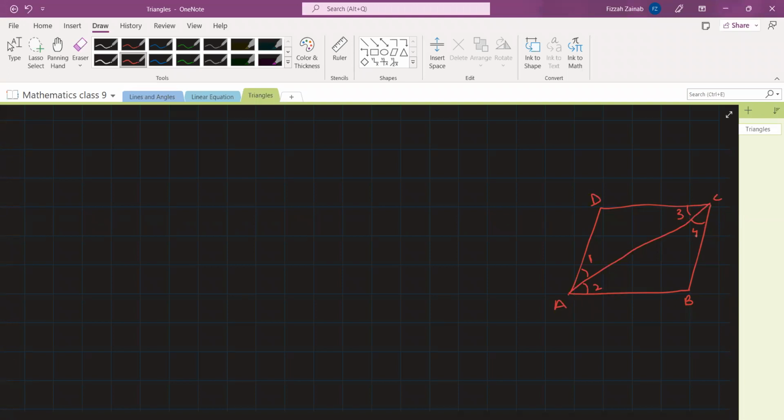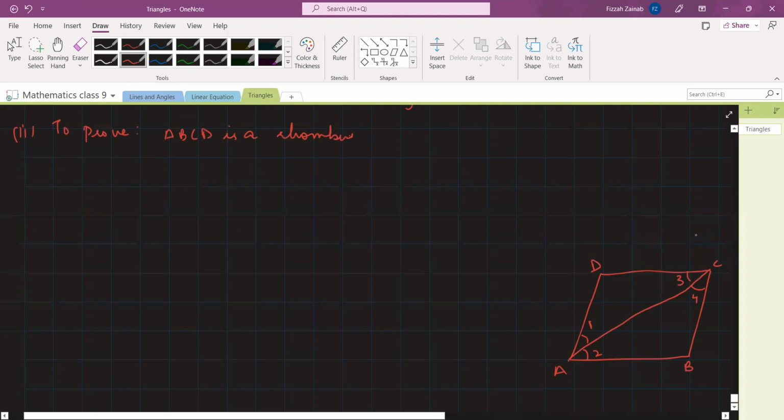Now you have to show that it is a rhombus. First of all, what are the properties of a rhombus? What is a rhombus? Who will tell me?